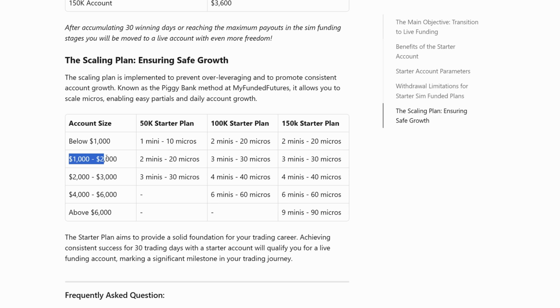If you have a profit in your account of $1,000 to $2,000, you can trade 2 minis or 20 micros. If your account is at $2,000 or more, you can trade 3 minis or 30 micros. And I think that's fair enough, especially since we have the $1,200 daily loss limit.